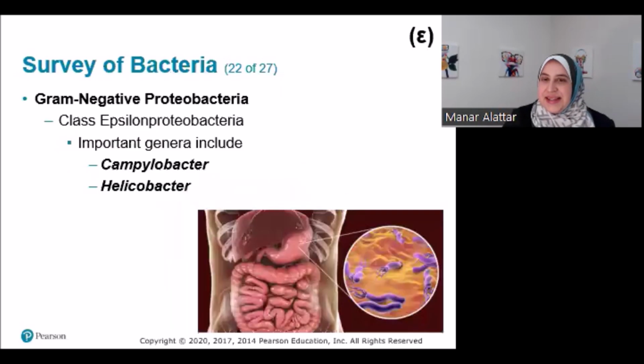Okay. Another class of proteobacteria is Epsilon proteobacteria, and some specific genera within are Campylobacter and Helicobacter. Campylobacter can cause poisoning of the blood and inflammation of the intestines. And Helicobacter is one of the causes of ulcers within the stomach lining as well.